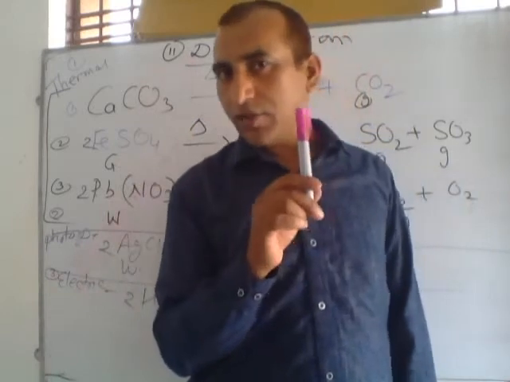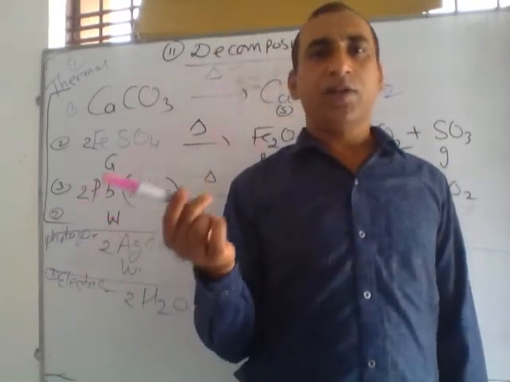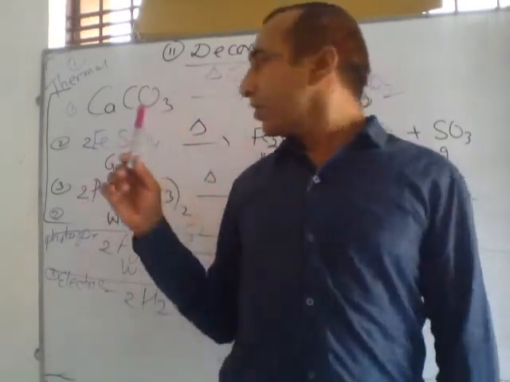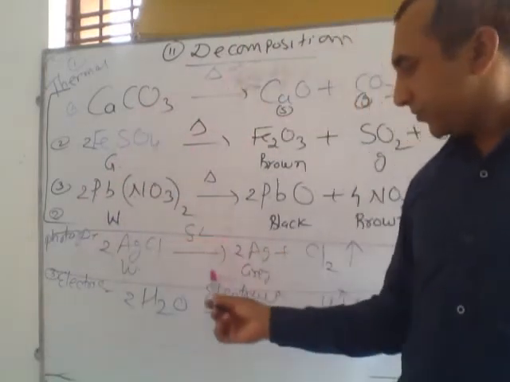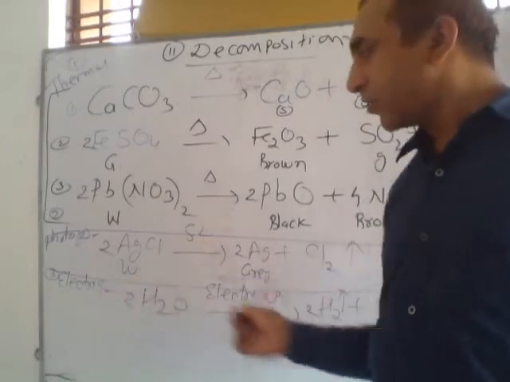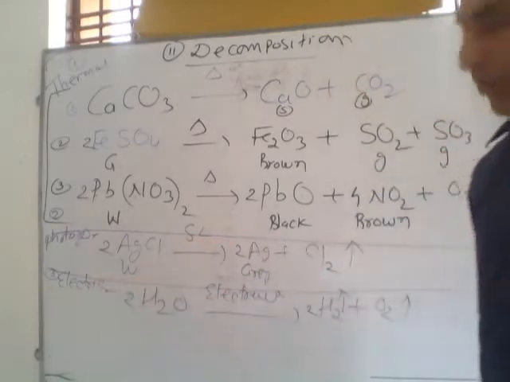So decomposition takes place with the help of three different sources of energy. First, heat. If we are providing heat to any compound, this is called thermal. Second, sunlight. This is called photo decomposition. And third, electricity. So this is called electric decomposition.